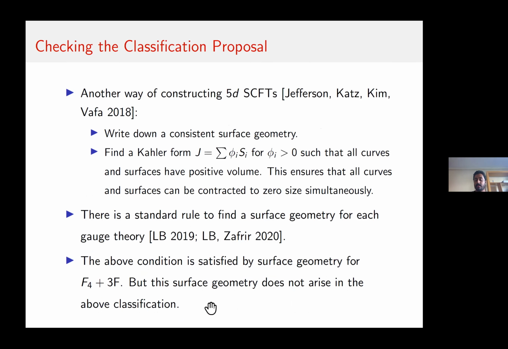Okay. So now we have this classification proposal, which can be explicitly carried out. The question is, does it satisfy some checks? What are the checks that we can perform?